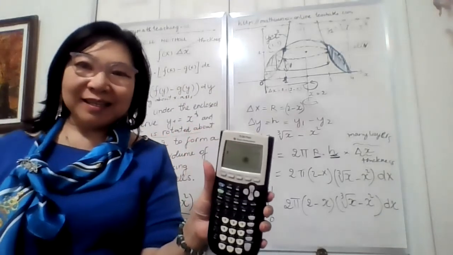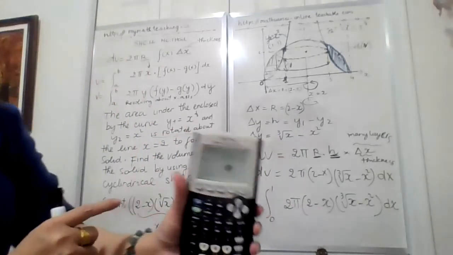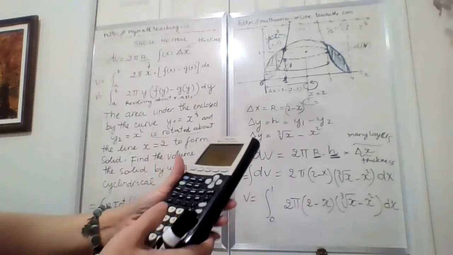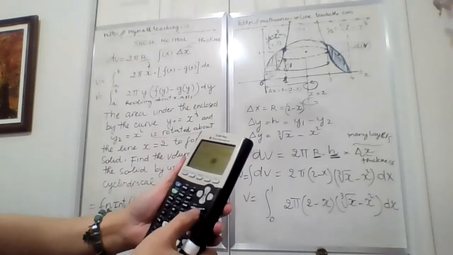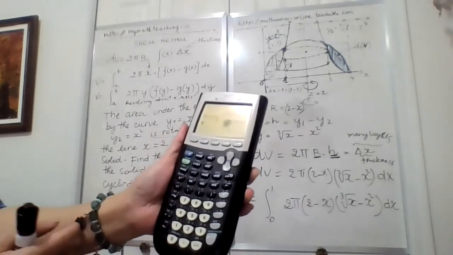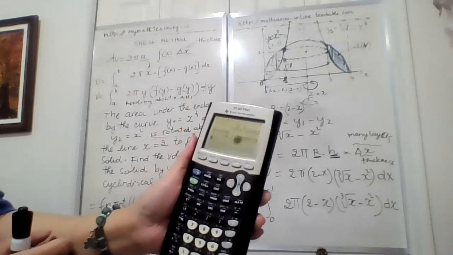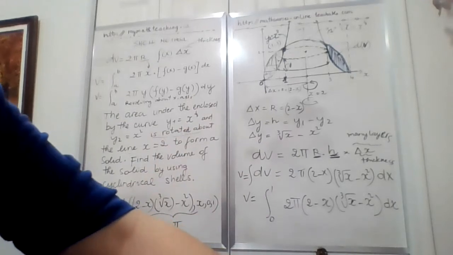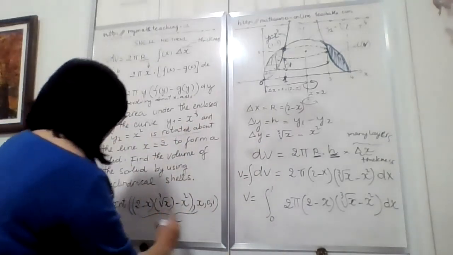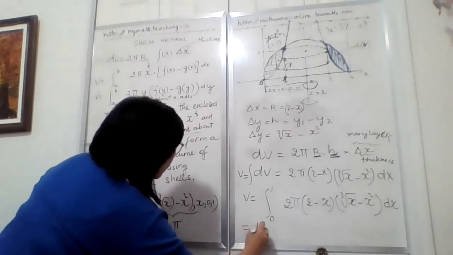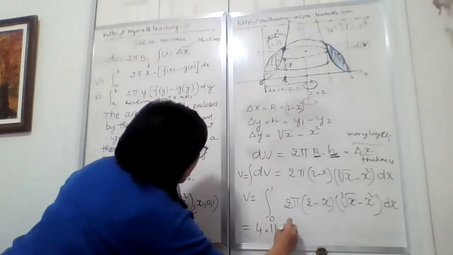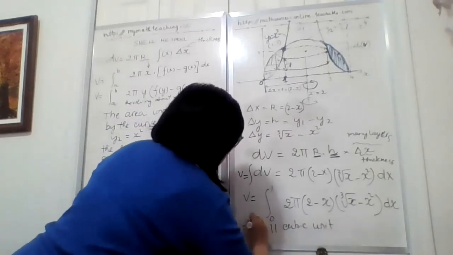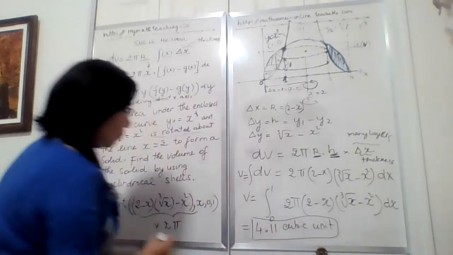Okay, so after we do this, we get this, we times this with 2 pi, 2 and pi, and enter it. The answer is 4.11399. So I'm going to round up to 2 decimal places, 4.11. So our volume equals 4.11 cubic units. So that is the answer for this question.